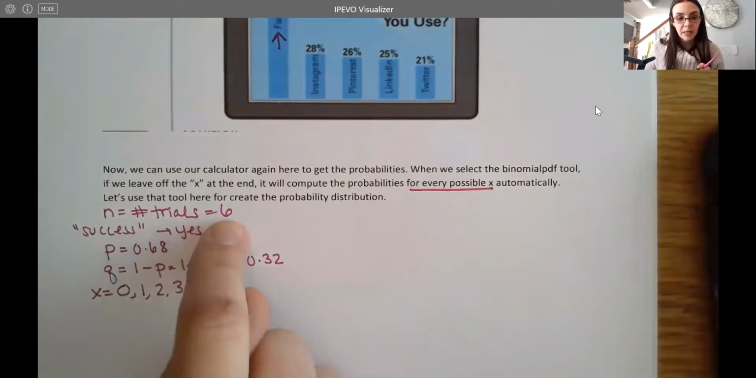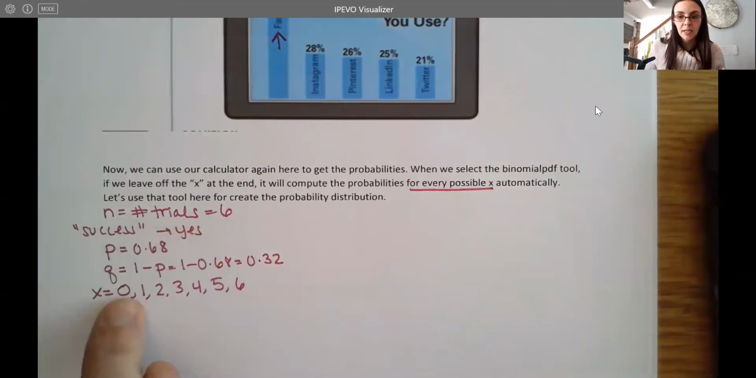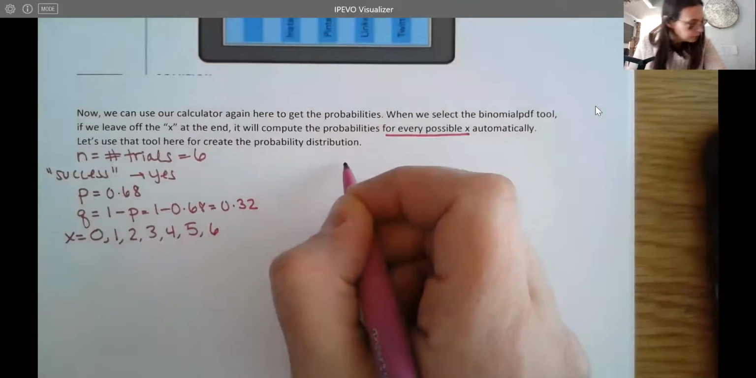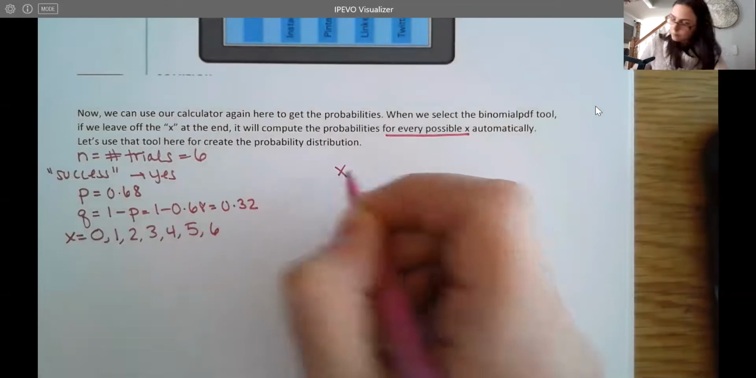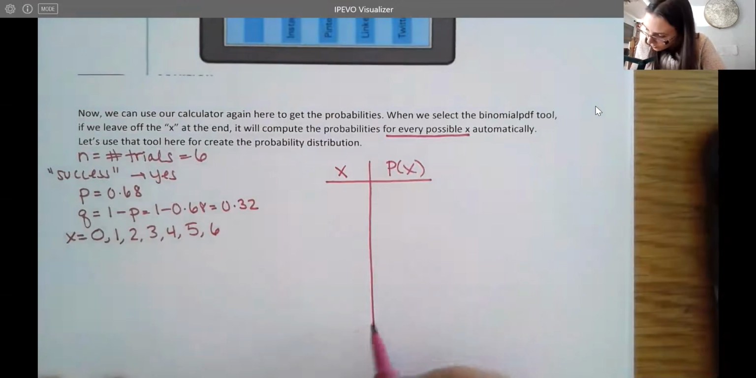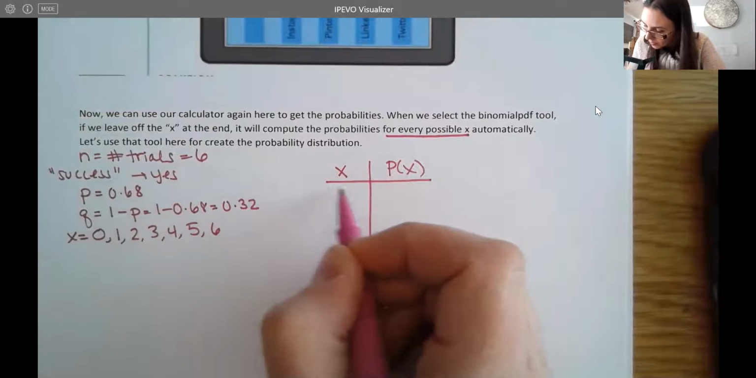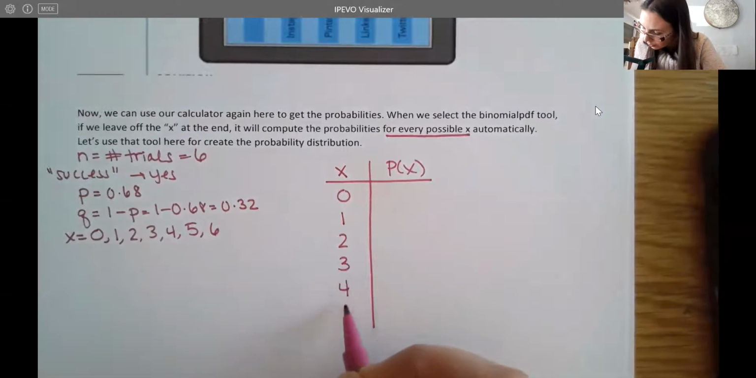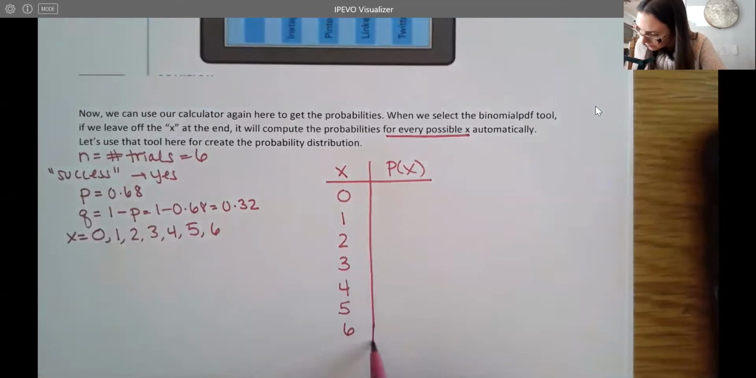So if I choose 6 people, I could have 0 people who said yes, 1 person who says yes, they use Facebook, 2 people who say they use Facebook, 3, 4, 5, or 6. So any of those 7 outcomes can happen. All right, so my outcomes here, x could be 0, 1, 2, 3, 4, 5, 6.